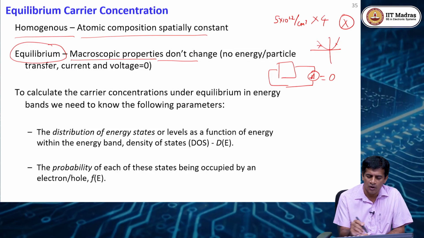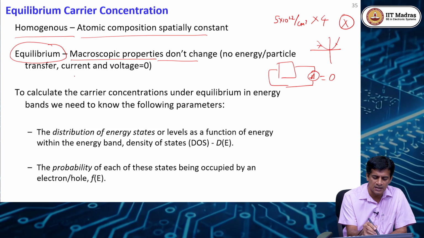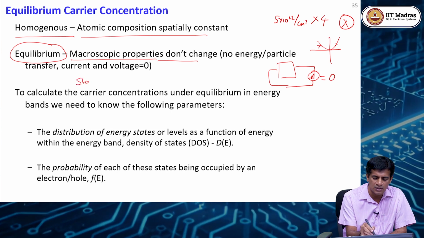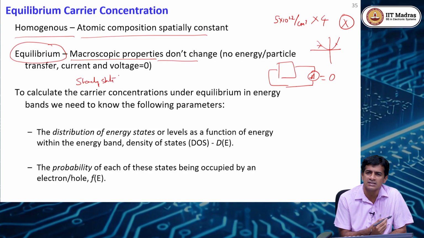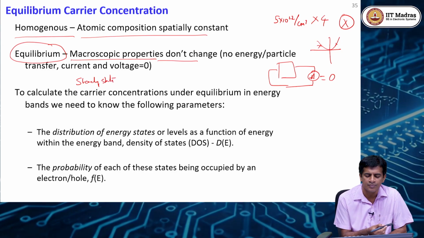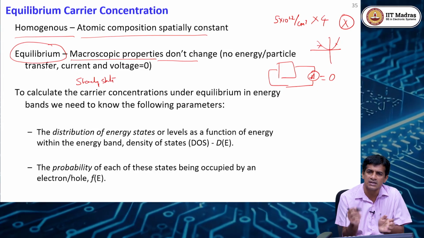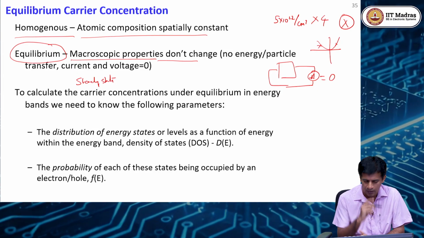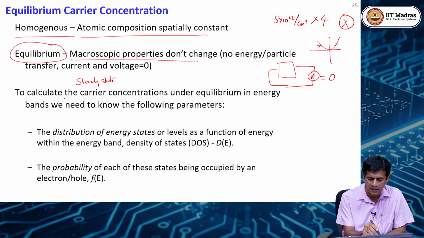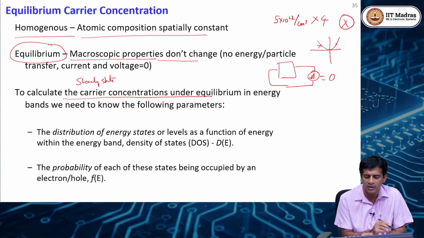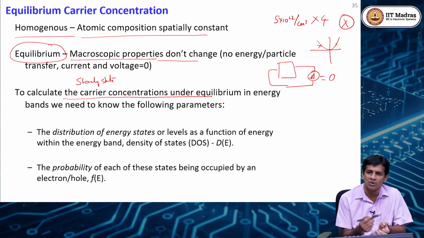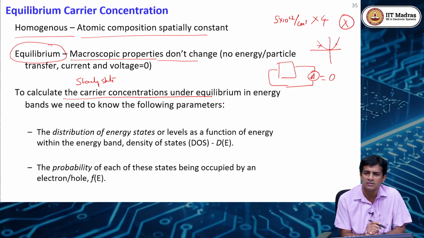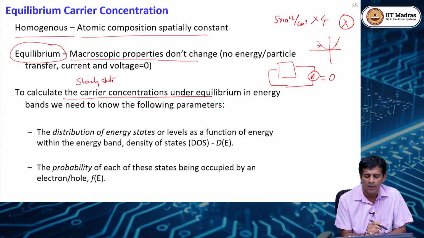Later we will see some other concept also, what is known as a steady state. Let us start with only equilibrium because that is the simplest of all cases. We will see what is the difference between steady state and equilibrium later. Now, our goal is to calculate the carrier concentrations under equilibrium, whether it's electron concentration or hole concentration.